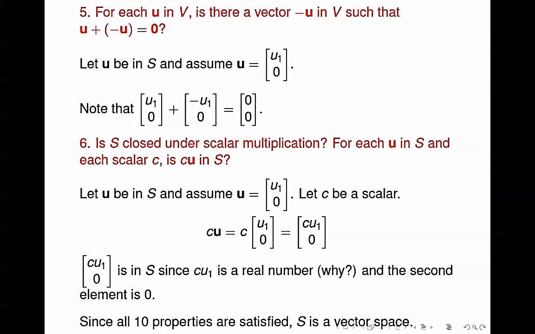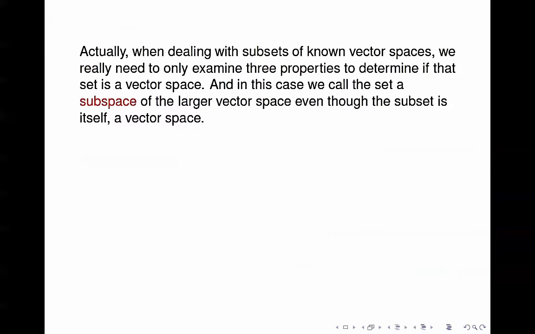And at this point we've established that all 10 of the axioms are satisfied. So our set S is a vector space. Okay, now it turns out that when you're dealing with subsets of known vector spaces, just like we were here, S was a subset of R2, then we really need to only examine 3 of these properties to see if the set's a vector space. And actually, we typically call it a subspace of the larger vector space, even though it is in itself a vector space.